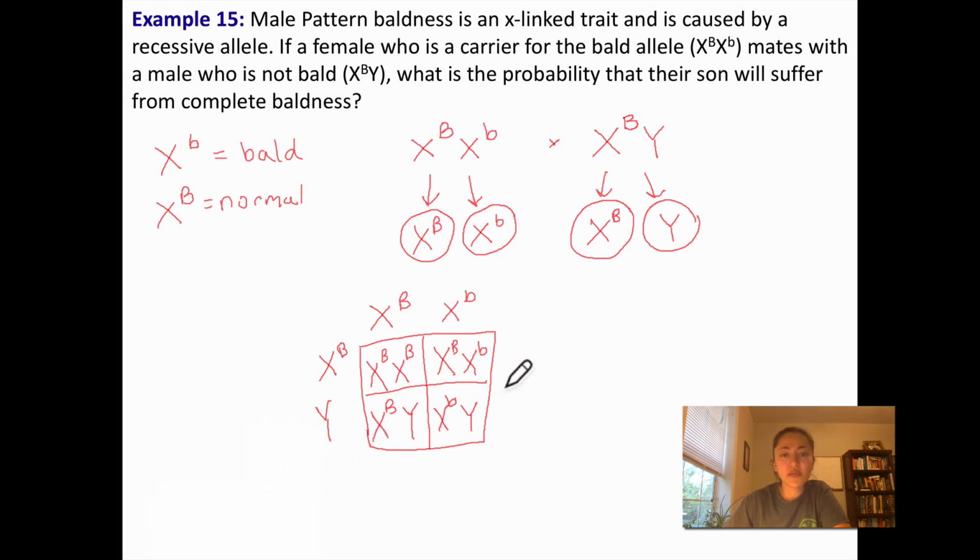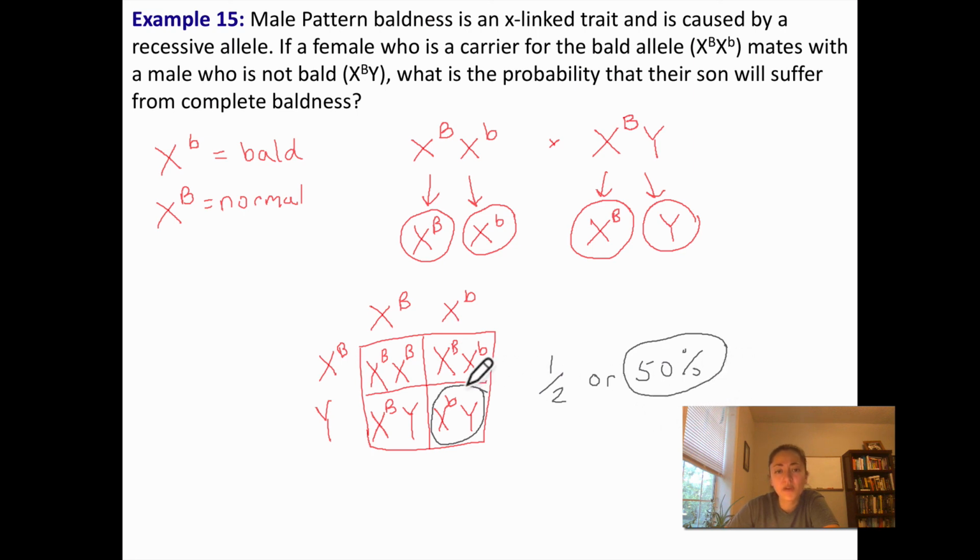All right, so let's see what we got here. What's the probability their son will suffer from complete baldness? Well, if we look here, there's two possible sons they could have. The son could get a dominant allele or a recessive allele. Baldness is caused by the recessive allele, so this son would be bald. So what's the probability if they have a son that he will be bald? There's two possible things for sons, so it would be 1 out of 2, or a 50% chance their son would be bald.